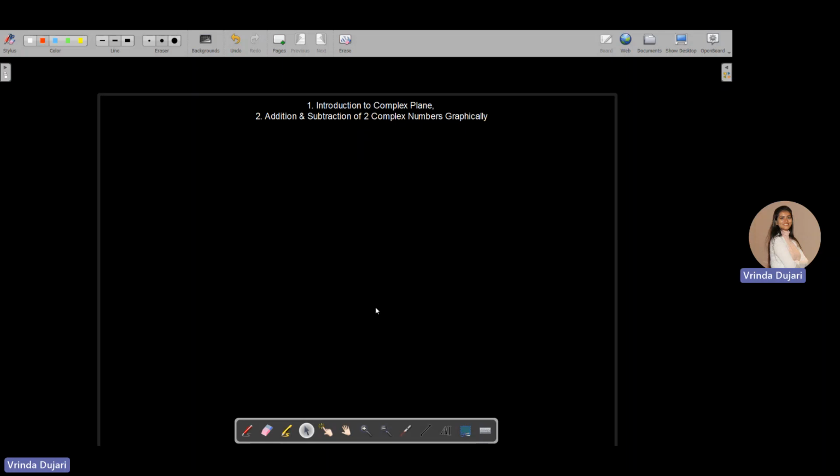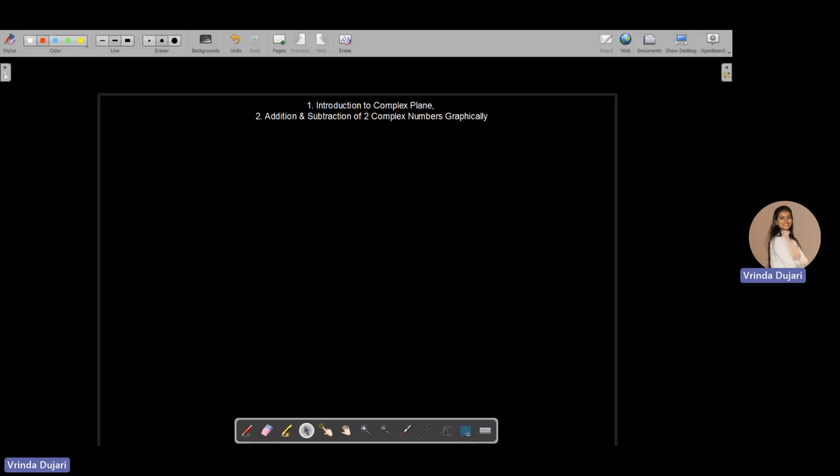So in the first video, we're going to learn about what a complex plane is and how we can add two complex numbers on a graph. We have learned about complex numbers in Algebra 2. A complex number has two components, right? A real component and an imaginary component. We have done this. Now here today in pre-calculus, we'll see how you can plot a complex number on a complex plane.